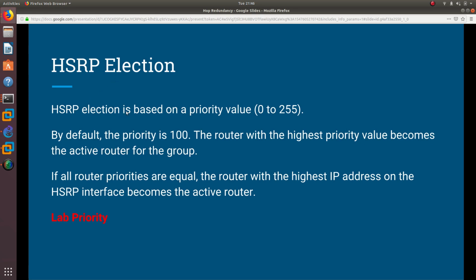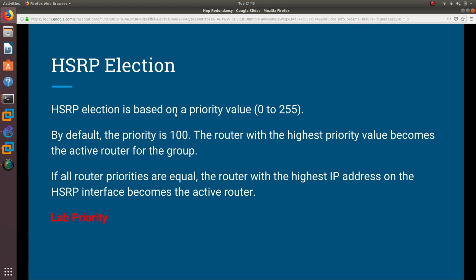So the HSRP election is based on a priority value from 0 to 255. Okay, and by default the priority of HSRP is 100. So when you configure the routers, they all start with a priority of 100. And if you configure a higher priority than 100, then that router is going to become the active router. So whoever has the highest priority is going to become the active router.